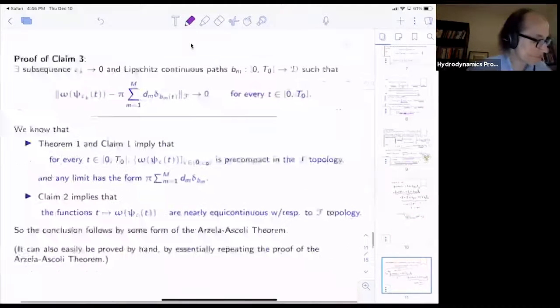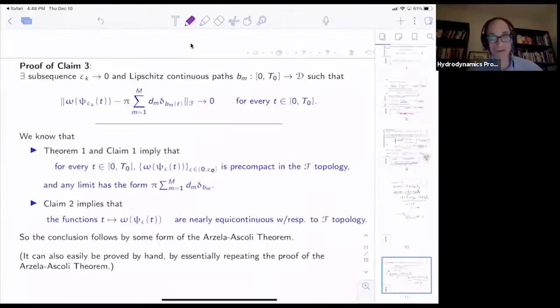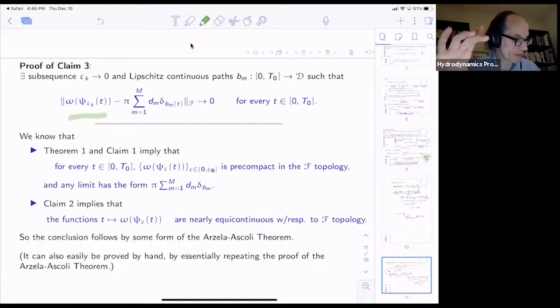Then claim 3 is that we want to now use what we've done to find a subsequence such that at every little t in the time interval, we have some limiting paths such that the vorticity here converges to the delta function supported on the limiting path. So at time t, we get the vortices b sub m of t. Okay, so I've sort of talked about this already.